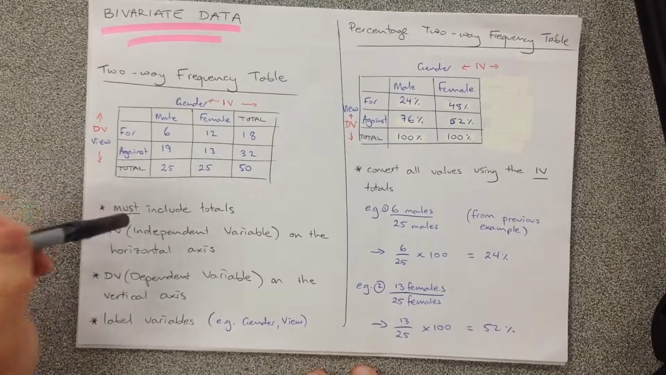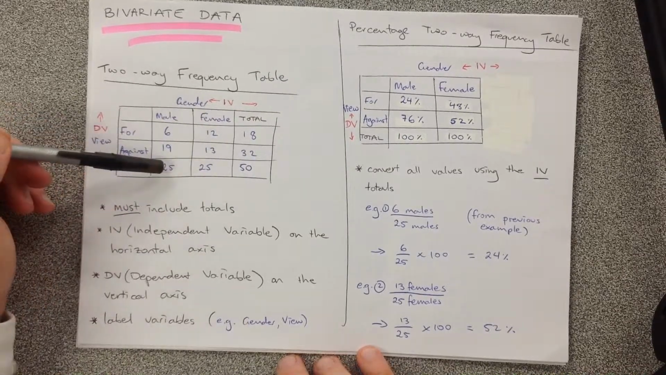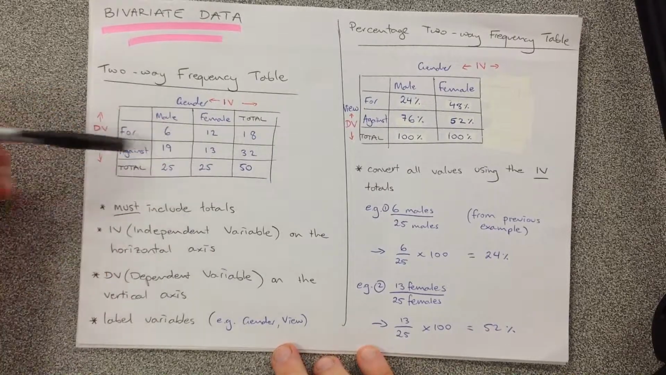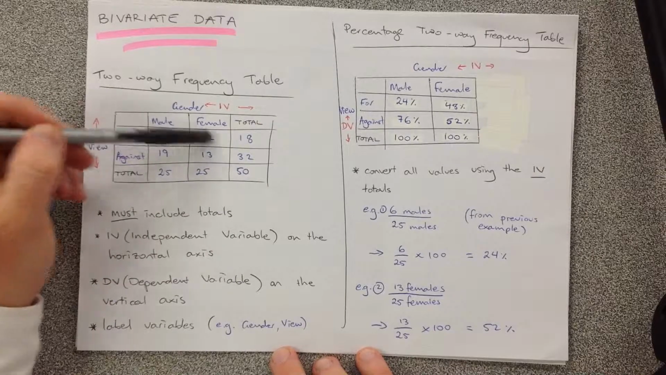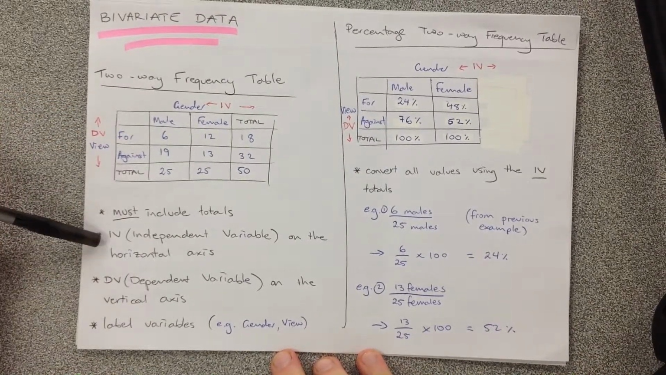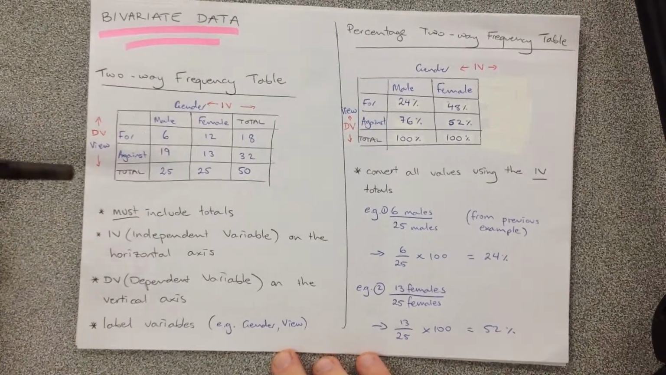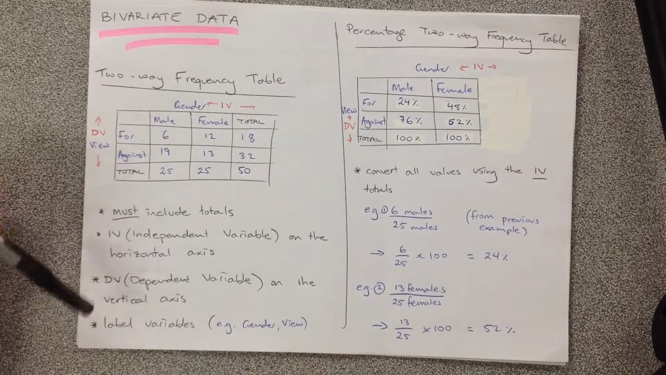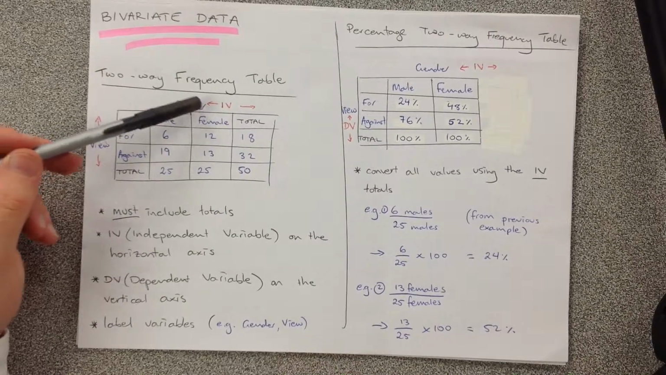So just a few things to note. You have to include the totals down the bottom. So here I've got the totals of these two gender columns and the totals of the two view columns. So all the totals and then a final total. You can't just write this data, you have to have all the totals listed as well. I've written here that the independent variable is on the horizontal and the dependent variable is on the vertical. We'll go over that a bit more later on. And you have to label the variables. So I've labelled them here, gender and view. You don't have to label them IV, DV, but you do have to label them with what they are, gender and view.